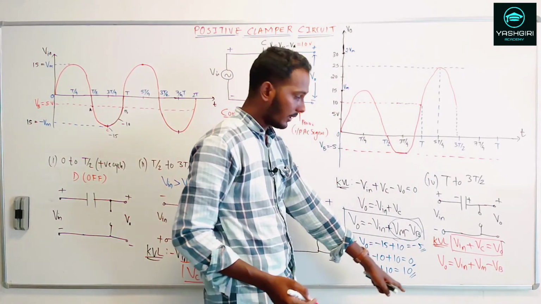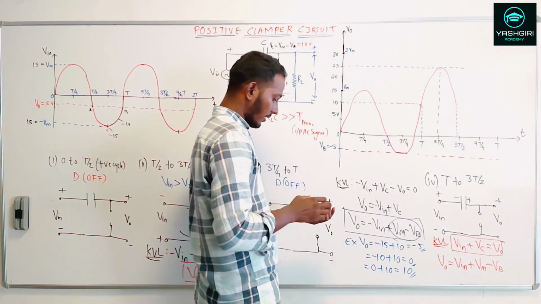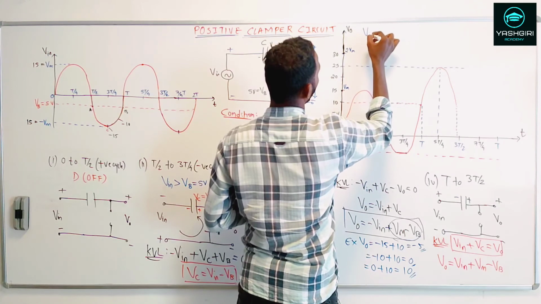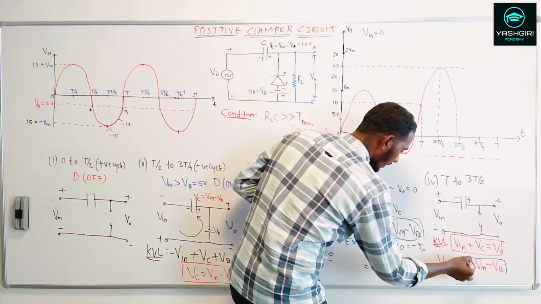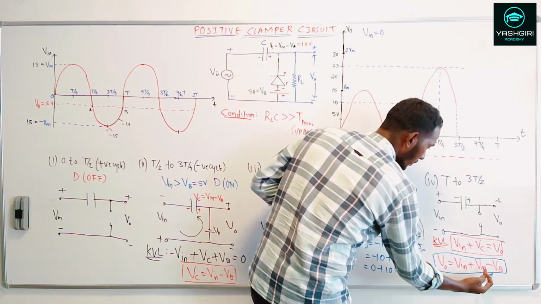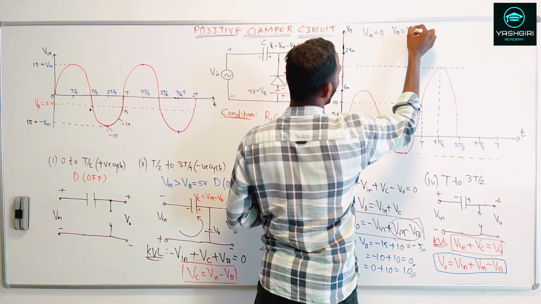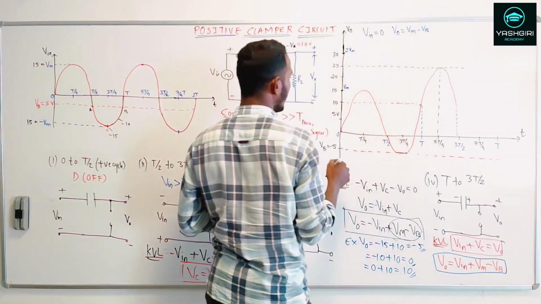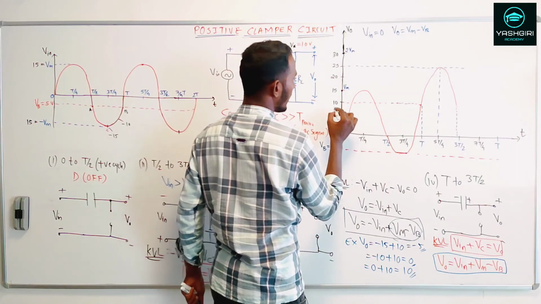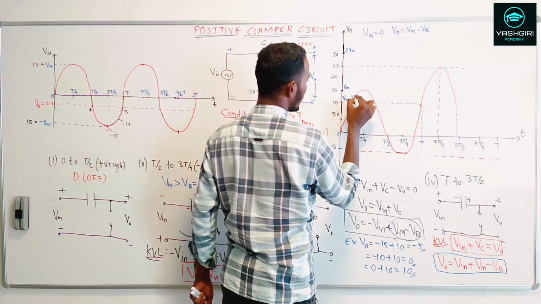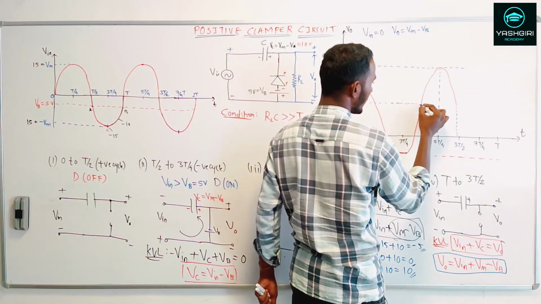Now in this expression, when V in is equal to 0, V out will be equal to Vm minus Vb. And Vm minus Vb is what? 15 volts minus 5 volts, which is 10 volts. So this is my Vm minus Vb over here. So this is the point. At t equal to 0, I am getting the same point.